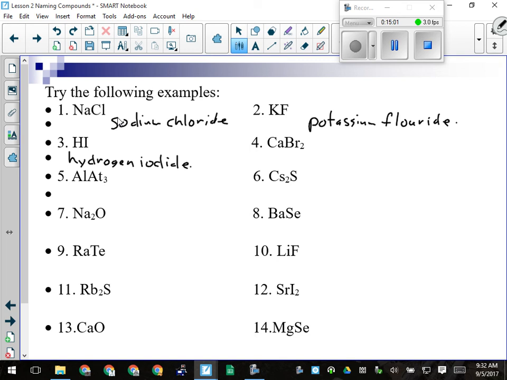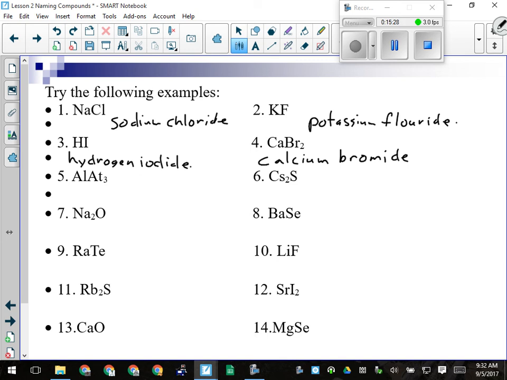Because calcium has a charge of +2 if you look on your periodic table. Bromine has a charge of -1. Anytime these two go together, there have to be two bromines. So we never use prefixes in an ionic compound. So this is simply calcium bromide. If it has iron and it's more than one charge, then we have to put a Roman numeral, and we haven't got there yet. We will.